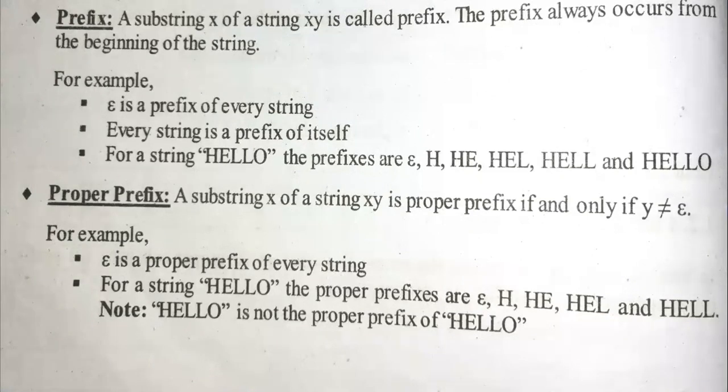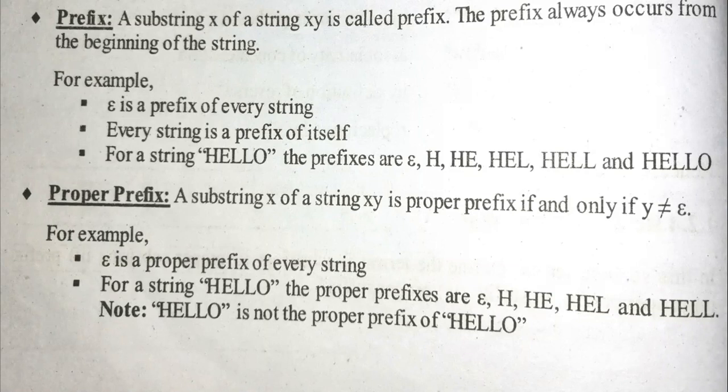Okay, so here we got a string called xy. Out of this xy, the x that we have, we are calling it a prefix. Means it is before the y, pre to y, that's why we are calling it prefix. If x is appearing after the y, we call it a suffix. A substring x of a string xy is called prefix. The prefix always occurs from the beginning of the string. Remember, the initial portion of a string, whatever we are having, we are calling it prefix.